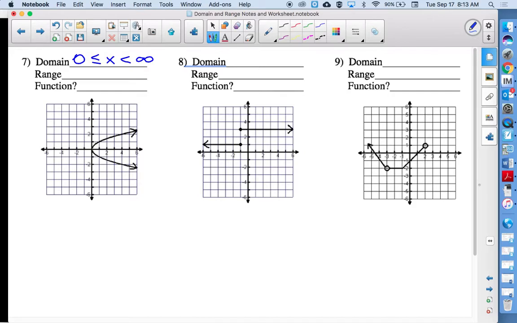Emma, what's the range? That one's all real numbers. So the range is all real numbers. It's stretching, it's going to get wider and wider and wider, so it's going to go down and up vertically forever. Is that what a function is? No, not a function.